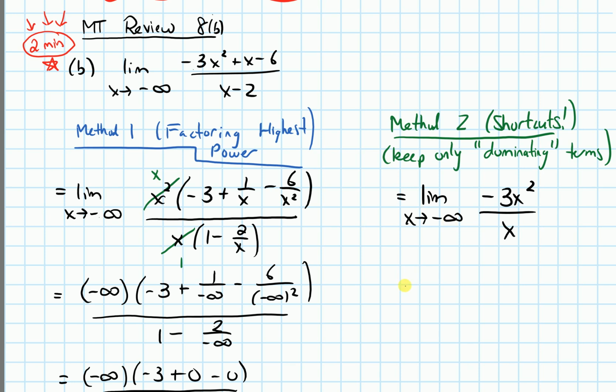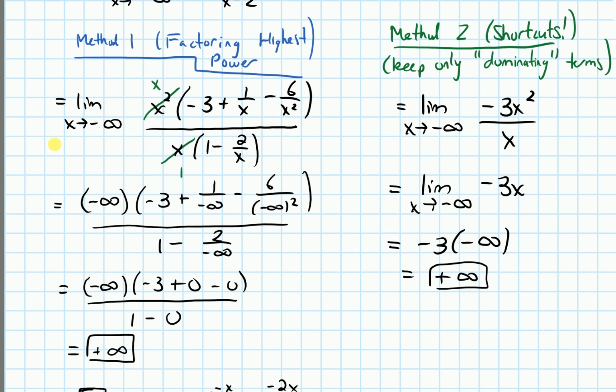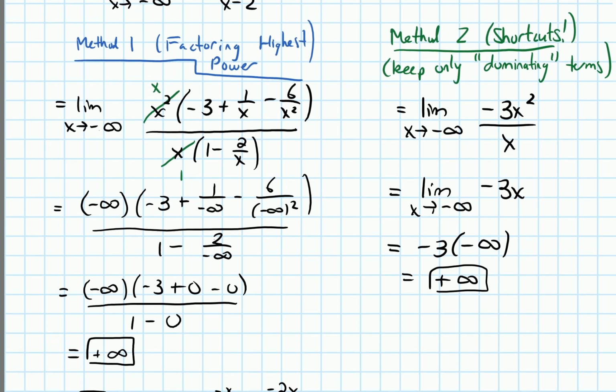So we can simplify a little bit. This is the limit as x approaches negative infinity, and I could divide the top and the bottom by x and be left with negative 3x. Now if we plug in, we get negative 3 times negative infinity, which is positive infinity. That's the same thing that we got with method 1, so it's good that we're getting the same answer.